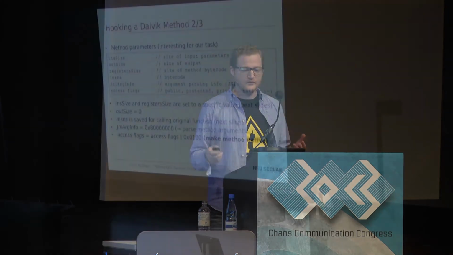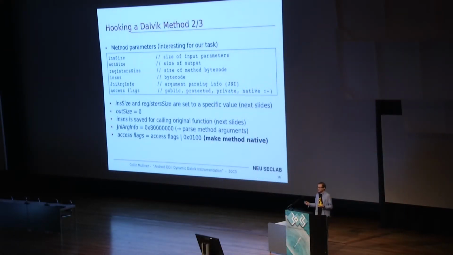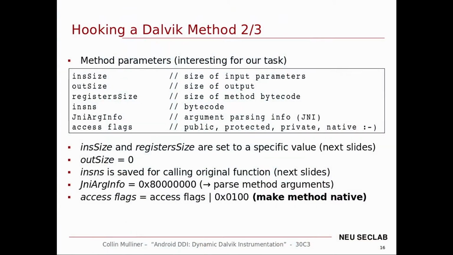The main idea is you resolve a method, then change some of its internal parameters to convert it into a native method. The most important ones are these. You change the JNI argument info, so the JNI subsystem can parse the method arguments. And the most important one is the access flags. You just add 0x100, which defines this method to be a native method now.